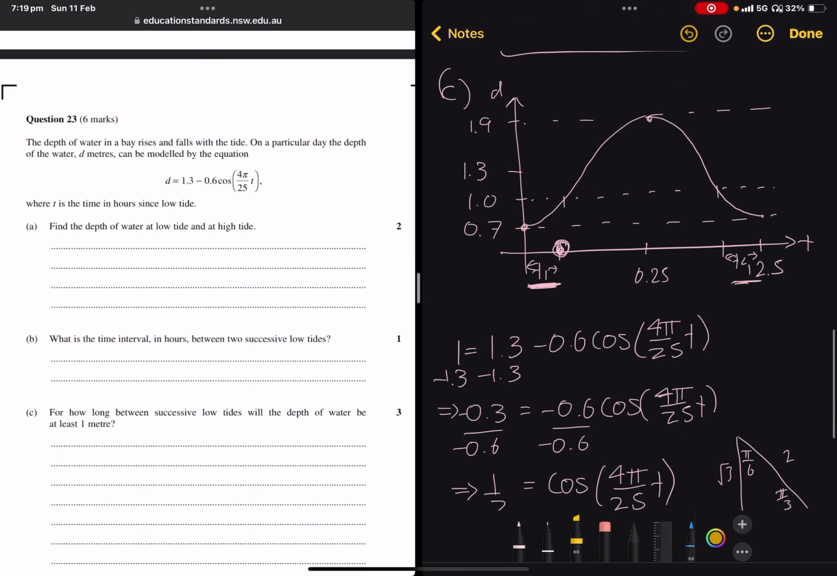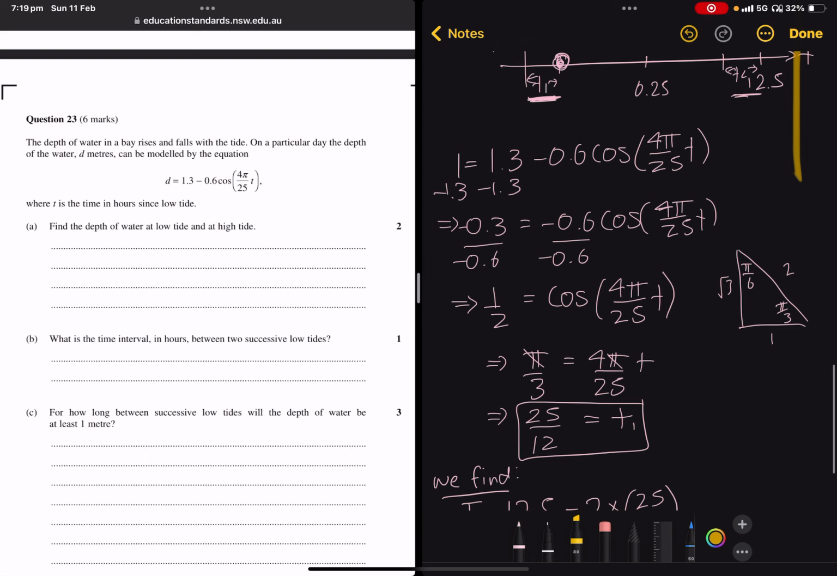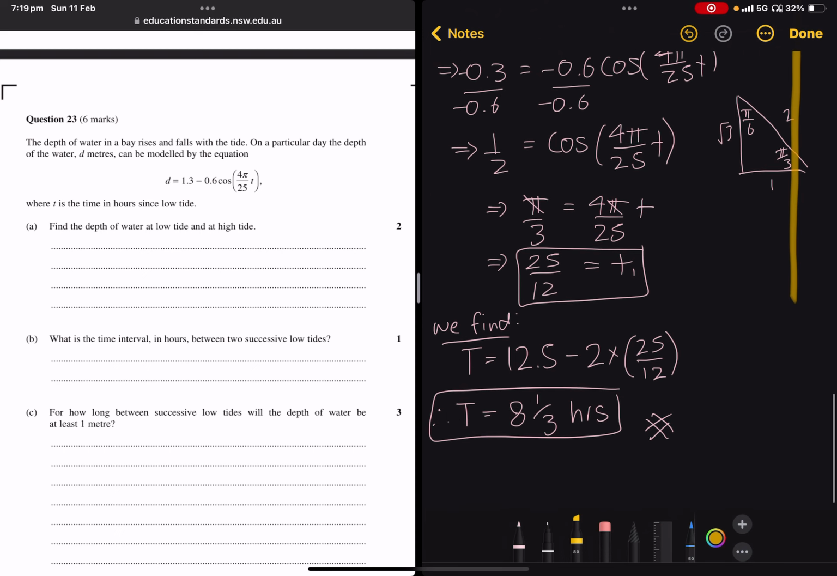The third part is a little bit more complicated. You get 1 mark for attempting to solve the cosine by letting d equal 1. So 1 mark for correctly setting the problem up, identifying that d has to be 1. You get 1 mark for finding the time at d is equal to 1. And then you get the third mark for correctly using that to find the t value that we're after, which was 8 1/3 hours. So this is question 23, and this is how we do it.